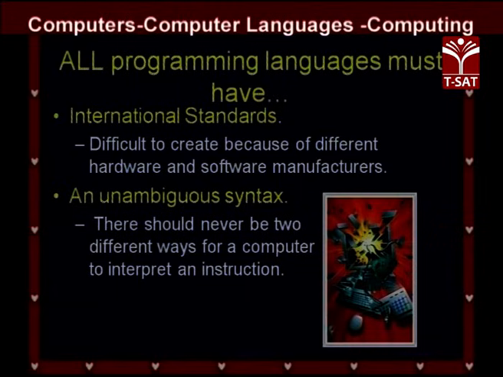There should never be two different ways for the computer to interpret our instructions. Suppose two different languages follow two different standards. Then interpreting those two languages to machine is very difficult, and it becomes highly dependent on the language. So you need to reduce the dependency. Reducing dependency means you are following some standards.